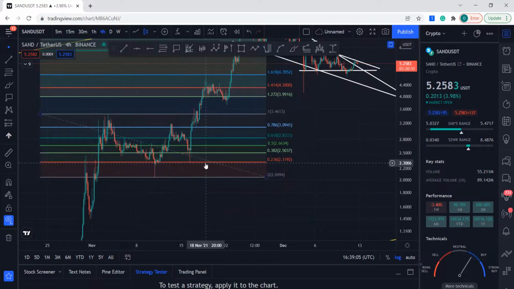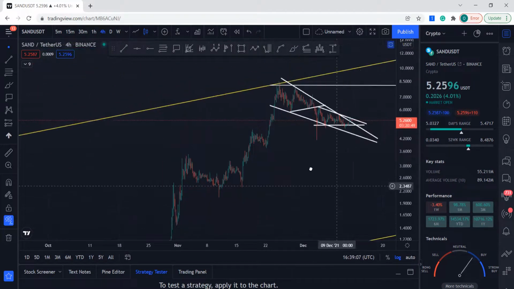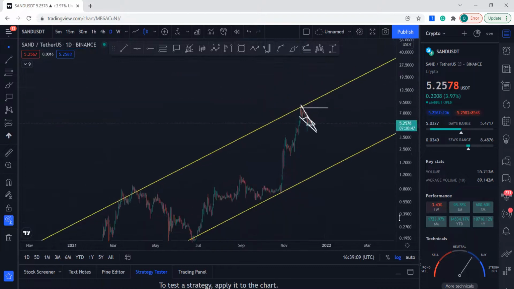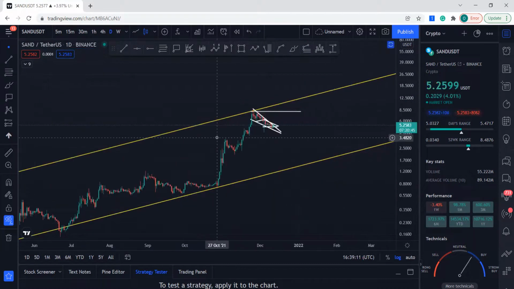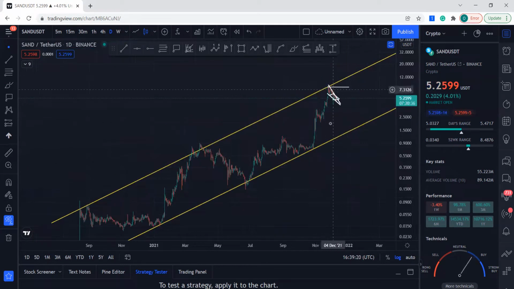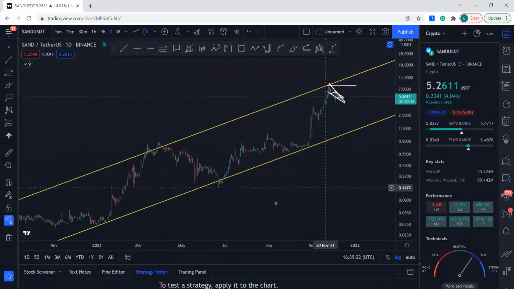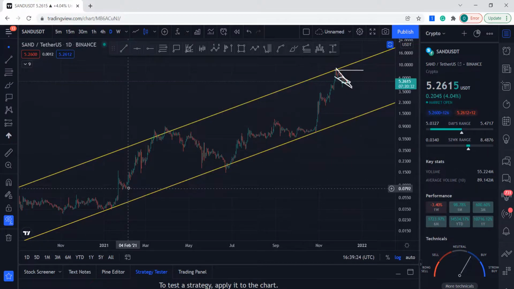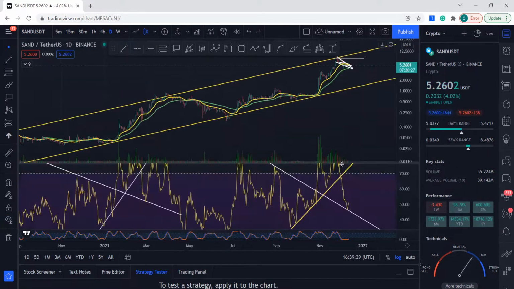Okay, now if you go to daily time frame, you could see this a little better. Okay, if you go to the daily, you can see this move over here, this move over here, and this move. So SAND tends to create these patterns and then move up. Okay, even over here, look at that pattern. Okay, so let me show you something in the RSI as well.